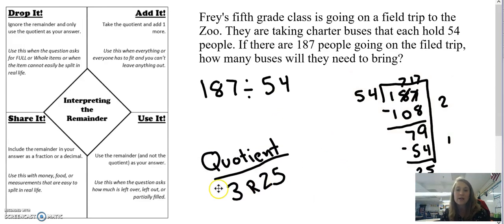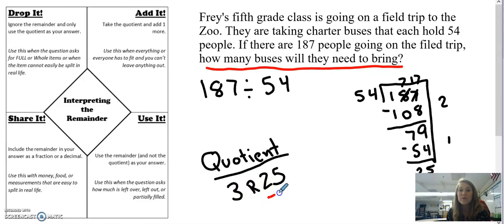Let's interpret our answer. That 3 represents 3 buses that I'm going to need. But what does this 25 represent? It represents 25 extra people who aren't on a bus. Let's go back and look at what they're asking us. If there are 187 people going on the field trip, how many buses will they need to bring? A lot of students want to just jump right to their answer and say that they need to bring 3 buses. But we can't say that because we've got these extra 25 people. If we forget about those 25 people, then they can't go on the field trip. And that would be really stinky for them.